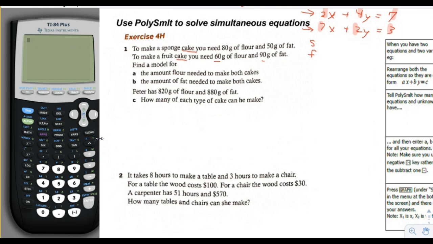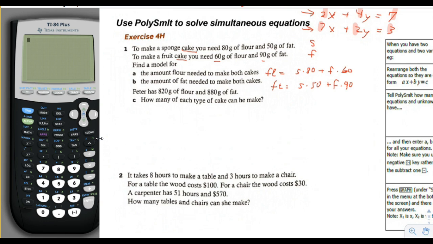The amount of flour needed to make both cakes is: flour is equal to sponge cake times 80 plus fruit cake times 60. And then it says the amount of fat needed to make both cakes. Fat is equal to sponge cake times 50 plus fruit cake times 90.